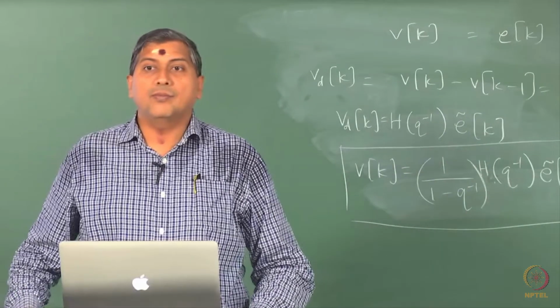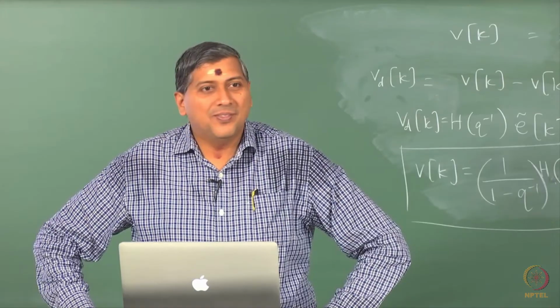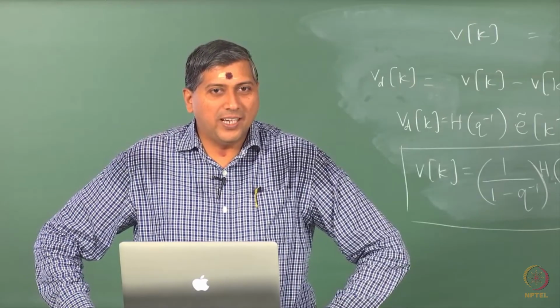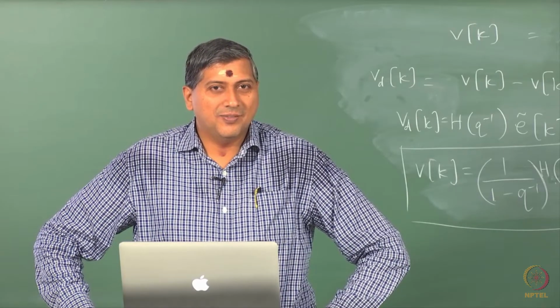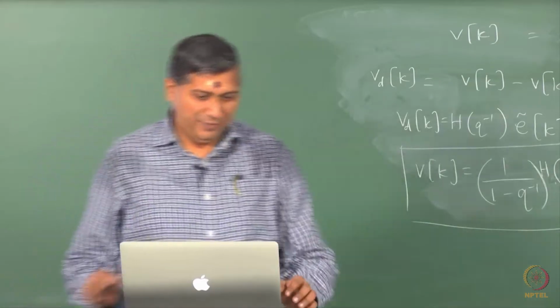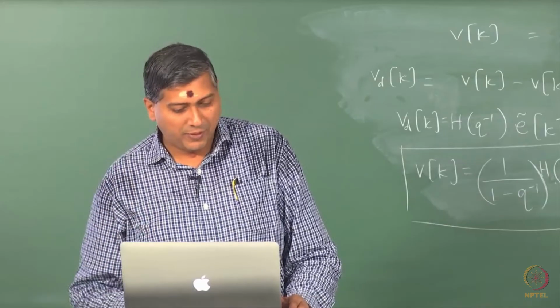Sorry, what would be the variance of Vd? 2 sigma square E. Are you planning to cancel out the variances? Okay, correct, that is the correct position. So, perfect, at least the reaction is perfect.